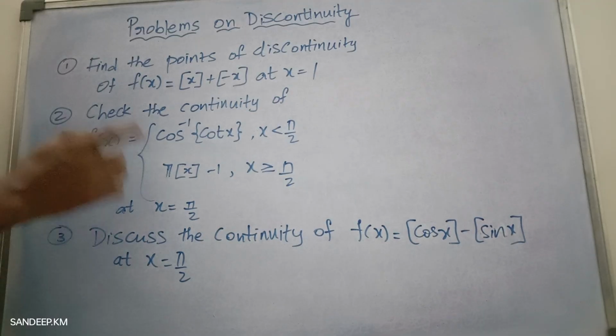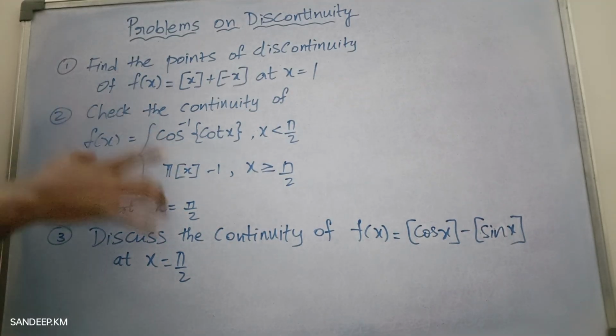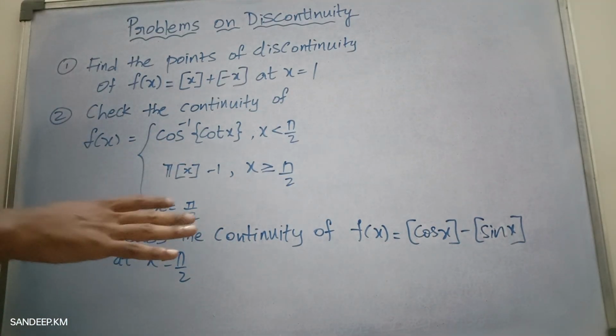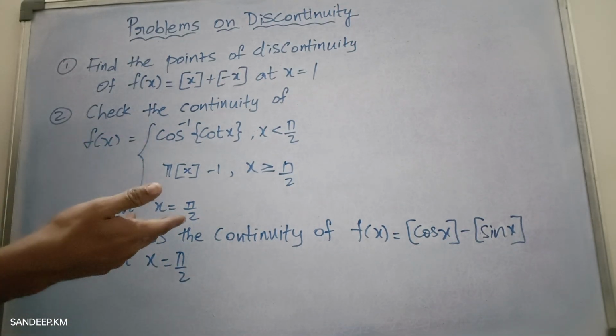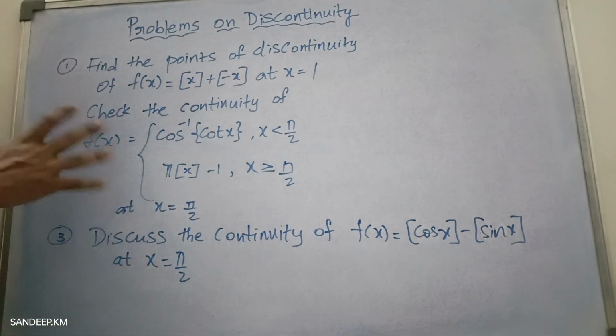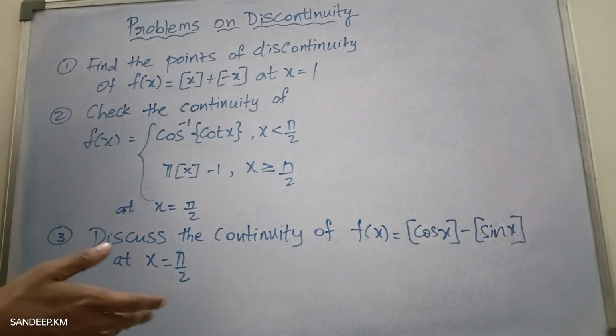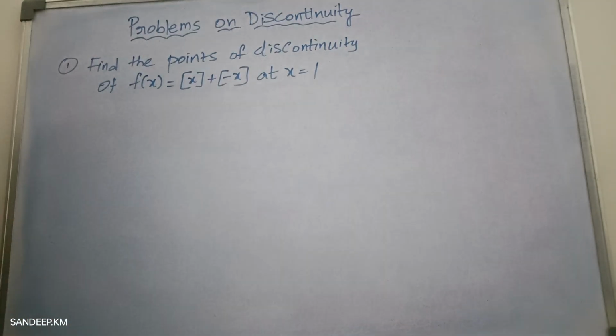We will check whether the function is continuous or not at the given points, and in case they are discontinuous we will also discuss what type of discontinuity is present at those points. Okay, now 3 questions are written and 4 more problems are there. Let us start solving the questions.